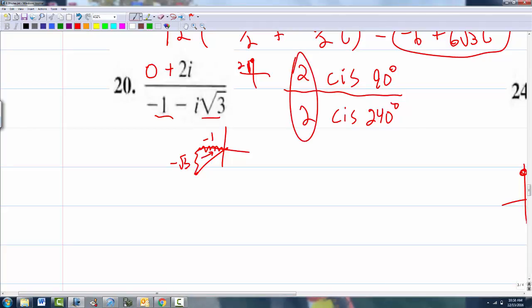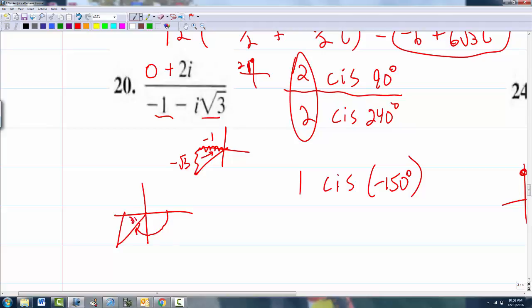Woo, thank goodness. What do we do with the 2's? Divide them. What do we do with the angles, though? What's 90 minus 240? I never was good at math. Negative 150. And then, where's negative 150? Hurry up. Quadrant 3, what's the reference angle? 30. That should be enough.